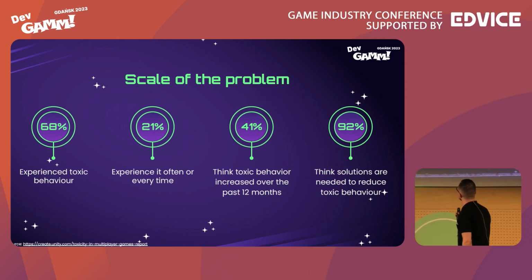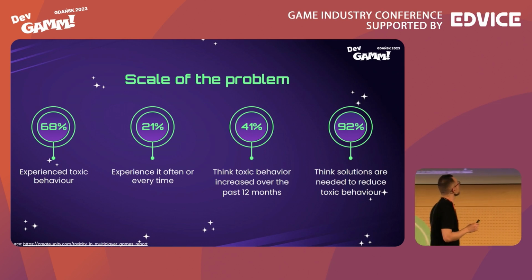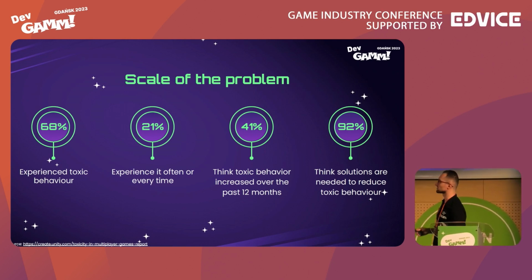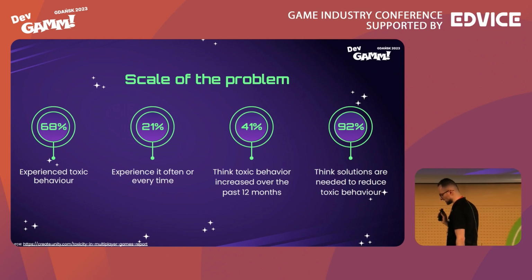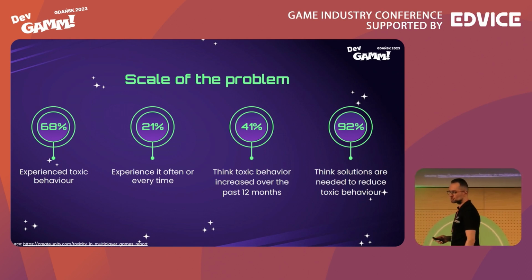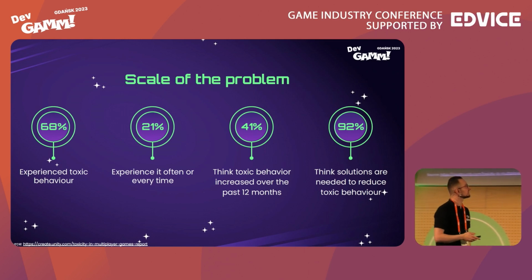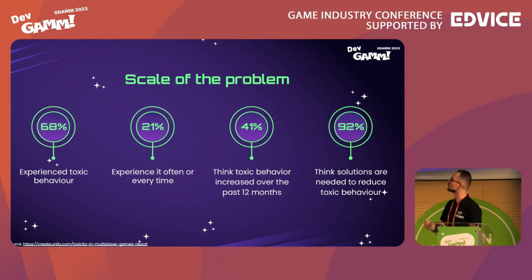So astonishingly, about 70% of players have experienced toxic behavior. About 20% experience it often or almost every time. And what's also important is that more than 90% of players believe that solutions should be implemented in order to reduce this phenomenon, okay? So players expect that you do something about it, that you manage the community that you're building.